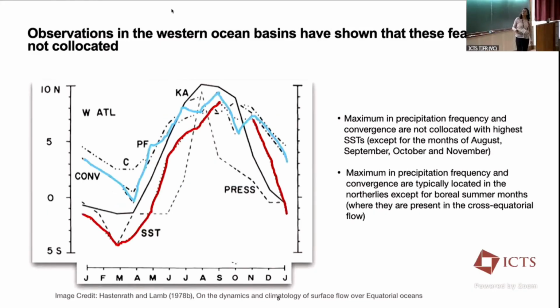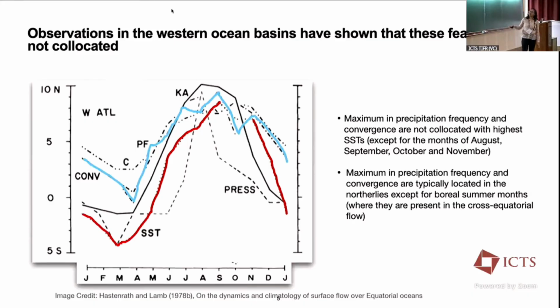Okay, now let's look at Western Ocean basins. So this is the Western Atlantic, and everything stays the same. You have the red showing the meridional migration of the maximum sea surface temperature, and the blue showing the maximum in precipitation and the confluence axis. And you can already see that the picture is different from what we saw in the previous slide.